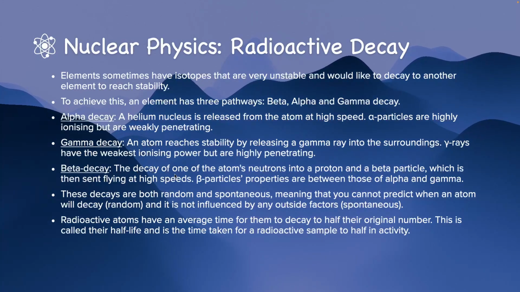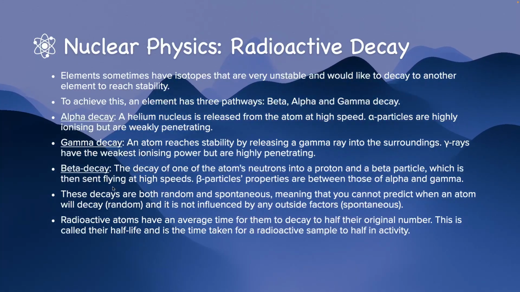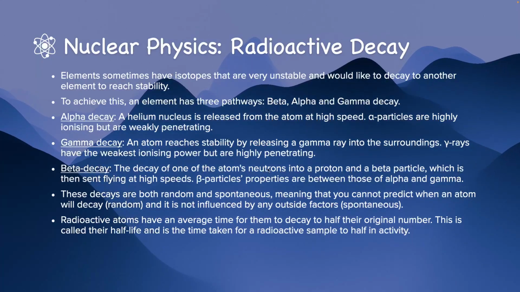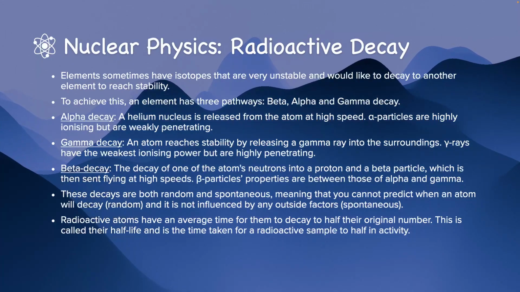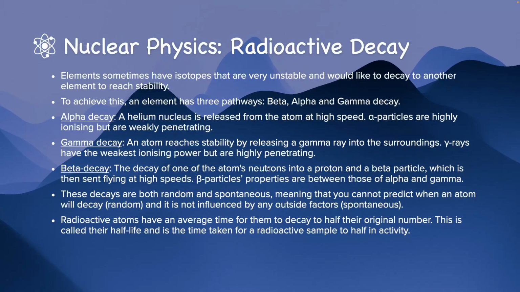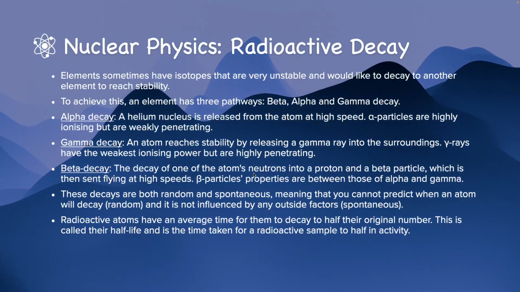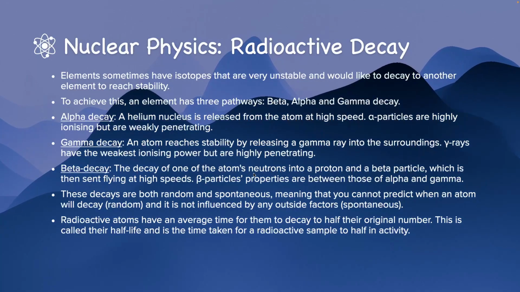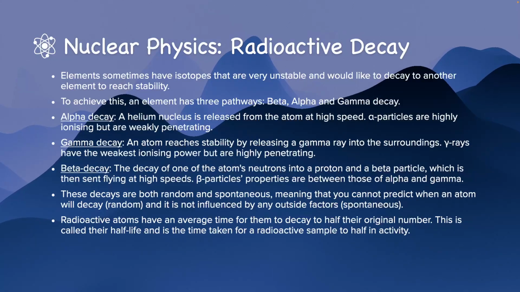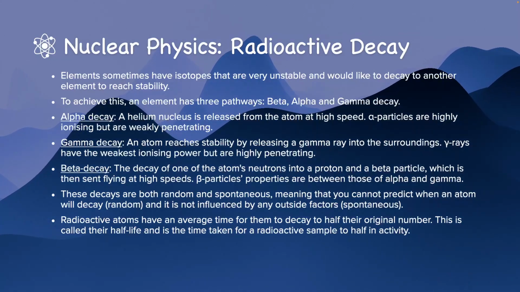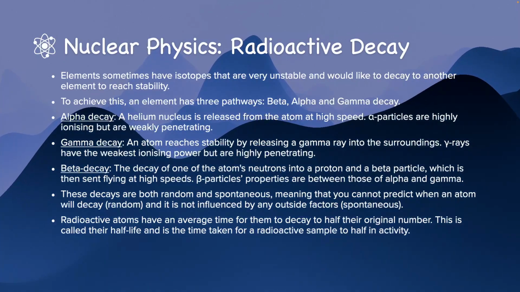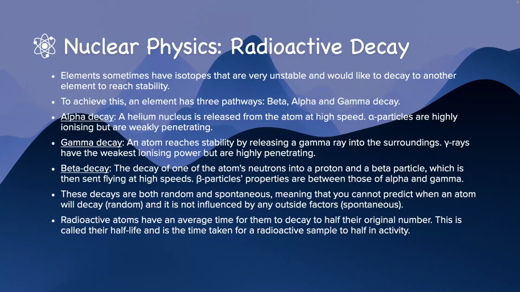So beta decay happens when a neutron inside an atom converts itself into a proton and a beta particle, which is an electron, and it's thrown off at a really high speed. So these are between alpha and gamma when we're considering penetration and ionizing strengths. They're more penetrating compared to alpha, but they're more ionizing compared to gamma, right?